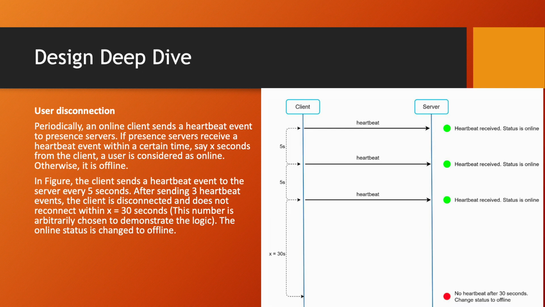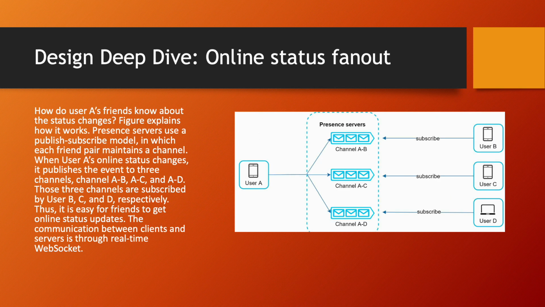Now, user disconnection. Periodically, an online client sends a heartbeat event to presence servers. If presence servers receive a heartbeat event within a certain time, say X seconds, from the client, the user is considered online, otherwise it is considered offline. In the figure, the client sends a heartbeat event to the server every 5 seconds. After sending 3 heartbeat events, the client is disconnected and does not reconnect within, let's say, 30 seconds. The online status is changed to offline. So in the diagram, you can see the 5-second heartbeat stops, 30 seconds lapse, and it's considered offline.